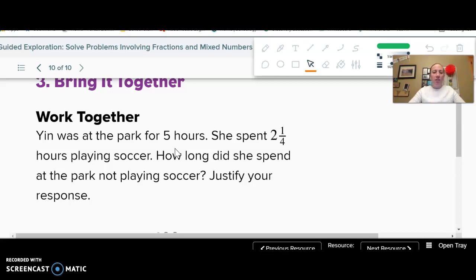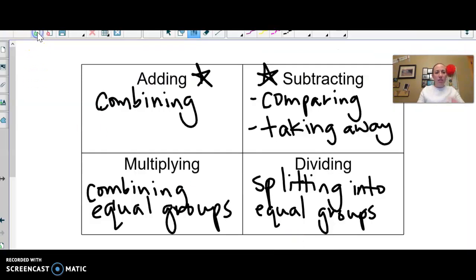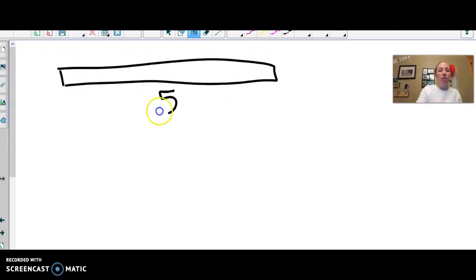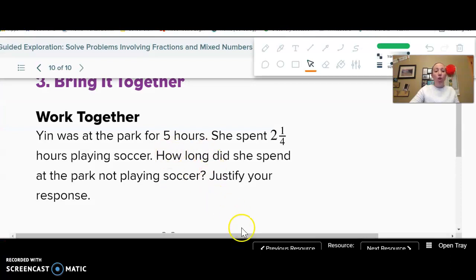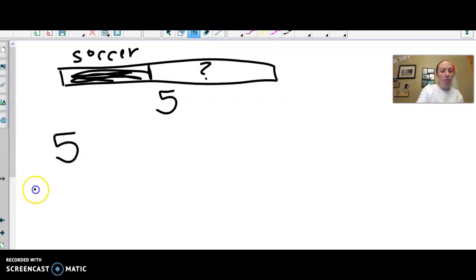Did you get it? All right, this requires a couple of different things. The first thing is thinking about what operation. So if we know she spent all this time at the park, 5 hours, 2 1/4 of it was playing soccer. So this was her soccer. And she spent the rest of it not playing soccer. So what's that missing part? Anytime we're trying to find a missing part, we need to subtract. So I'm going to do 5 minus 2 1/4.